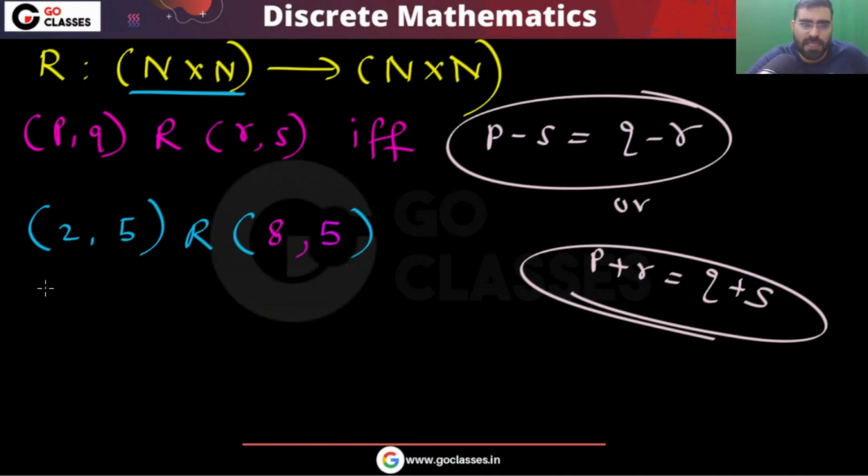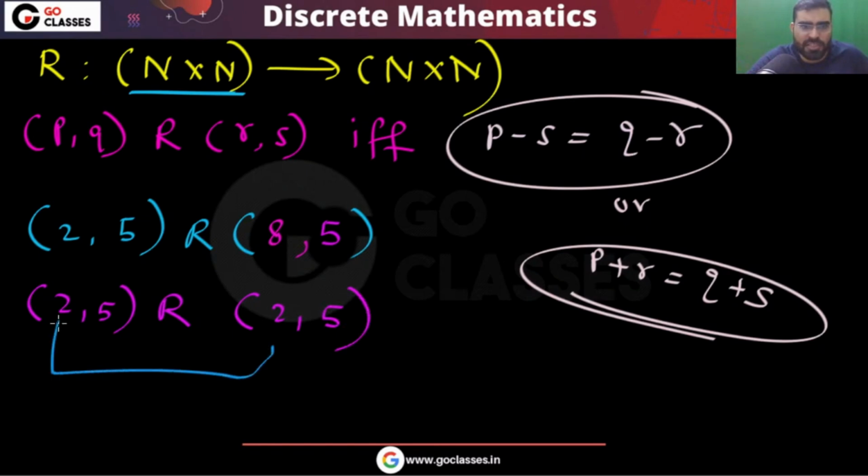So very simple. Similarly, you can notice that (2,5), can I say this is related to (2,5)? Can I say that this plus this is equal to this plus this? The answer is no. So you can easily see this is not reflexive. Immediately you can see this is not reflexive. The relation is not reflexive.